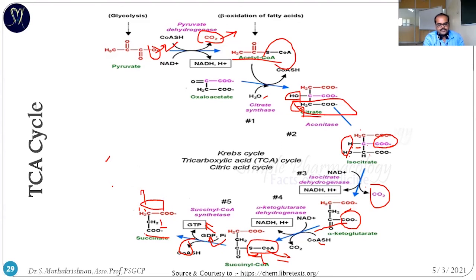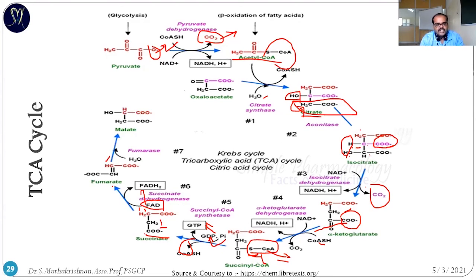The next step is that fumarate is converted into malate. So what happens here? With the addition of a water molecule, the hydrogen is going to be added. Structure-wise, what's the difference?